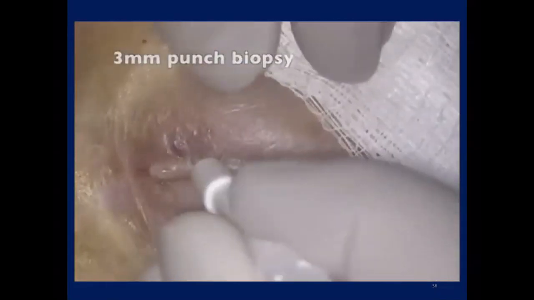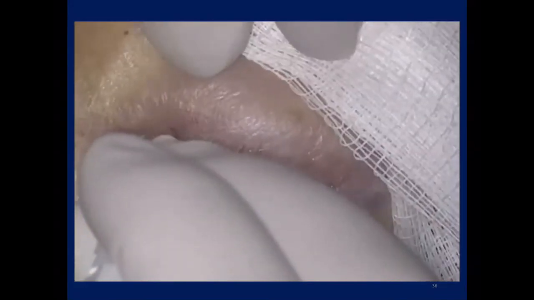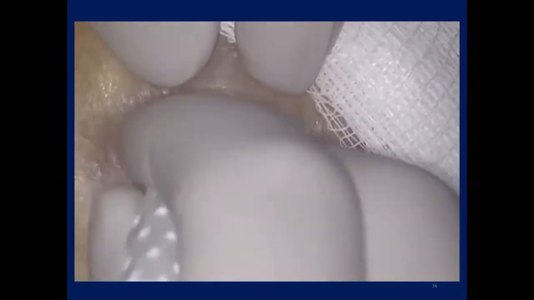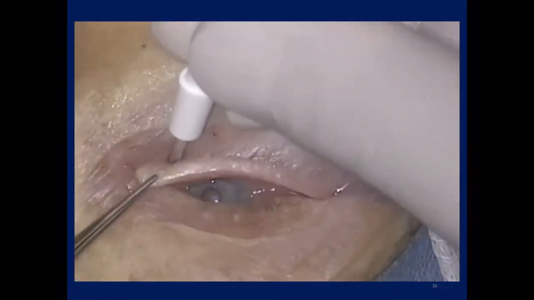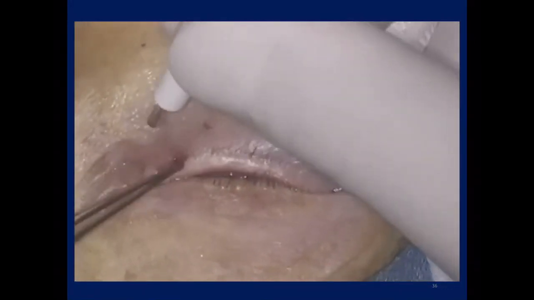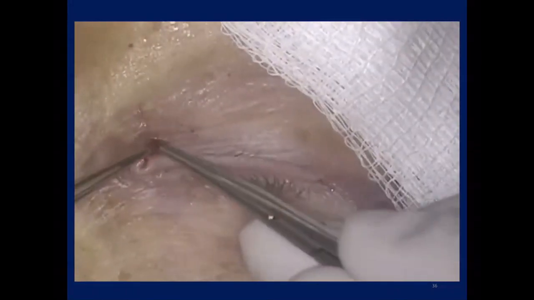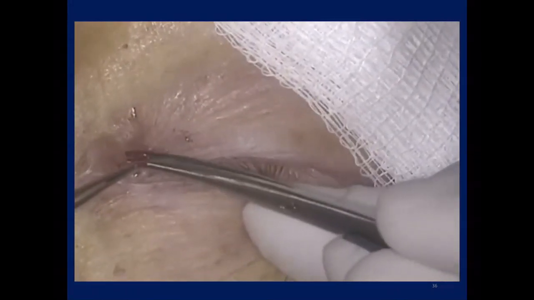So you can see, Dr. Mshahri, remember you did one like this. You go perpendicular. If you remember, Dr. Mshahri, it goes really deep without knowing. Yes. Yeah, so you have to be very careful. If you're perpendicular to the globe, be careful.